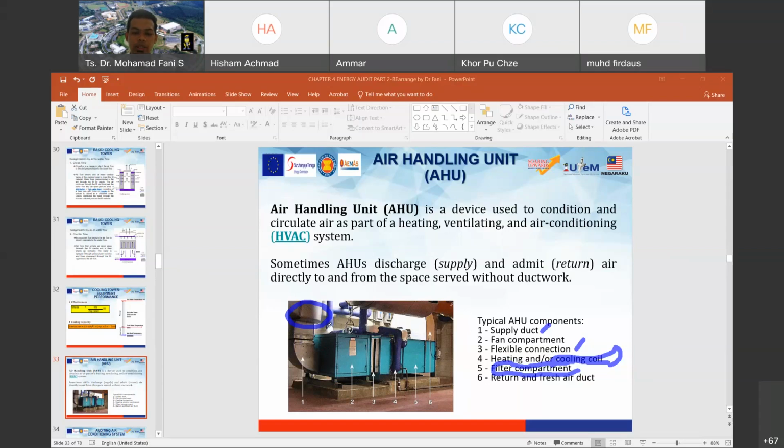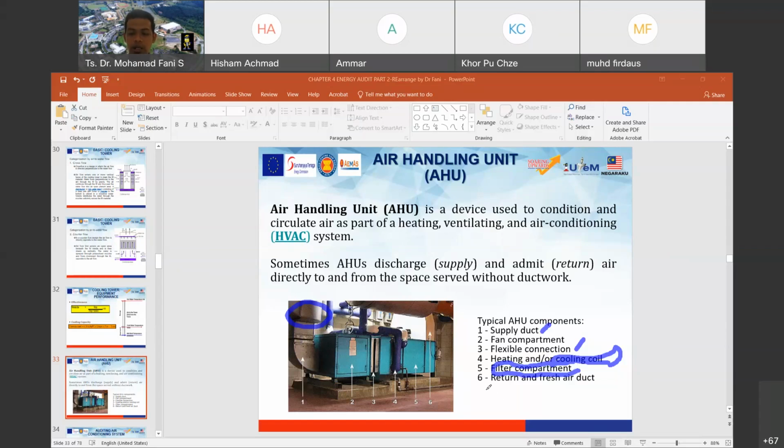Frequently we can see an abundance of dust in the AHU room. So without a filter, the air supply will carry other dirty particles into the room, and it will affect the human body.